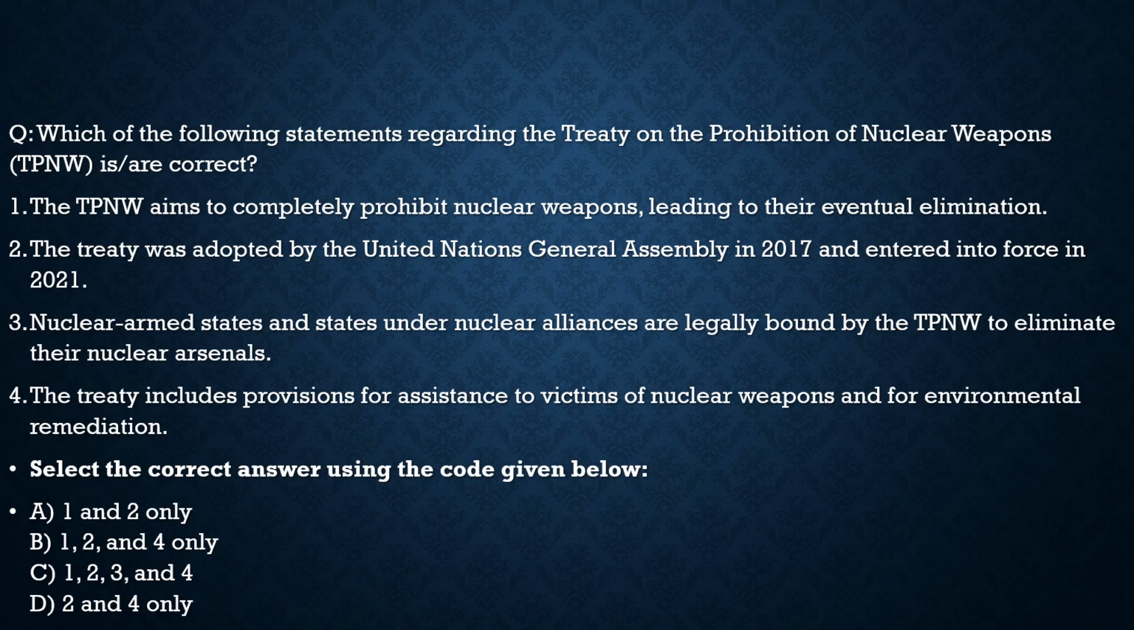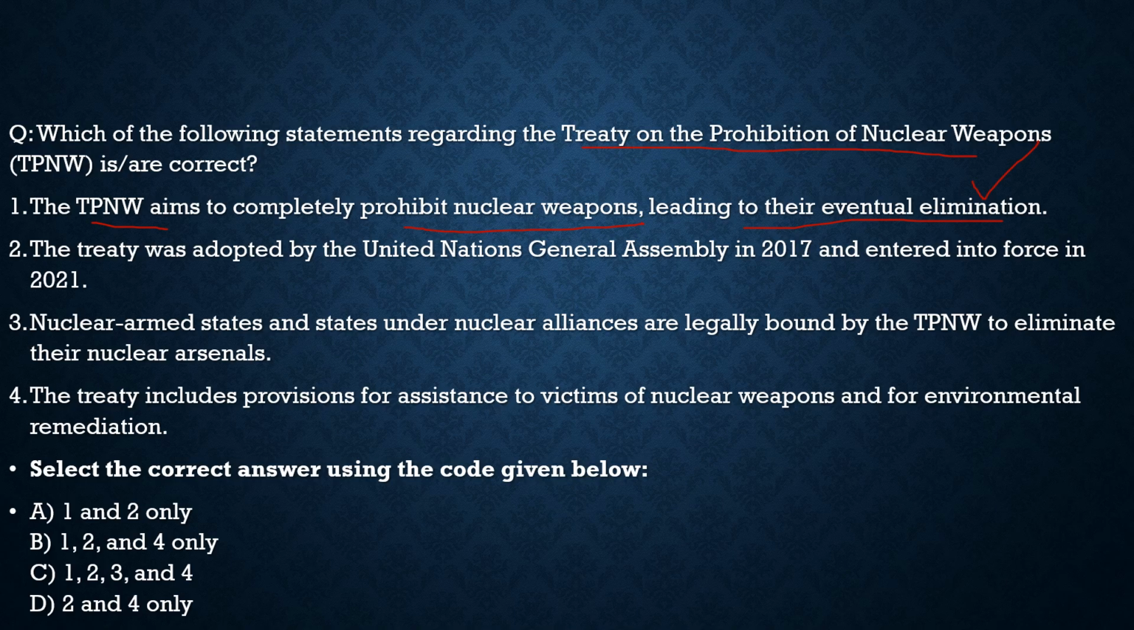It is about the Treaty on Prohibition of Nuclear Weapons. It was established in 2021. Let's try to understand it. The Treaty on Prohibition of Nuclear Weapons aims to completely prohibit nuclear weapons, leading to their eventual elimination. 100% correct. It is more inclusive than the NPT, so it is more respected by the countries. About 100 countries have already accepted it.